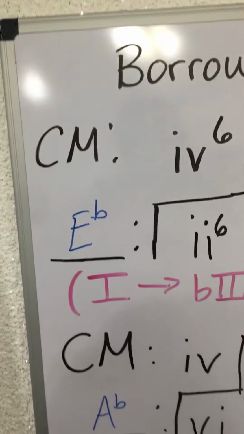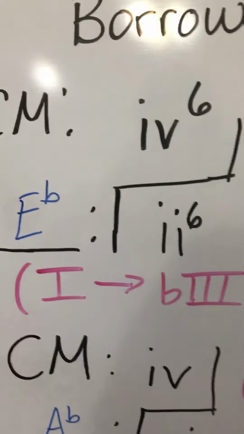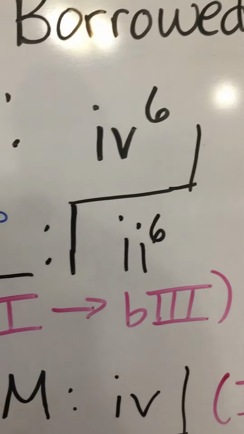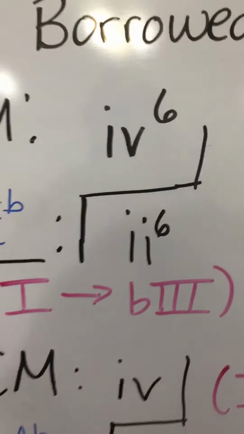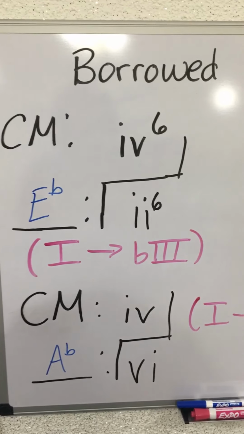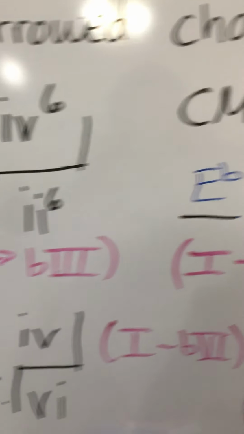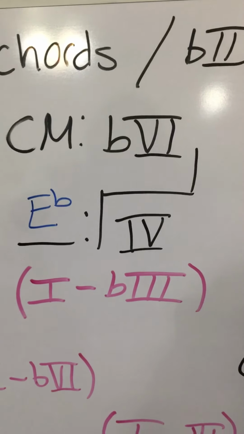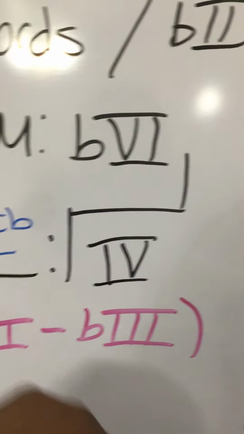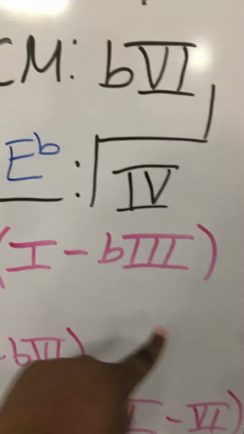So on this board, as you can see, I have different examples of chromatic pivot chords. If I'm in C major, my chromatic chord is the 4/6, which then becomes a 2/6 in E flat major. So I'm modulating from tonic to flat 3. If I'm in C major, I have a flat 6, which becomes a major 4. So a chromatic chord becomes a diatonic 4 in E flat major. Still going from tonic to flat 3, the key.